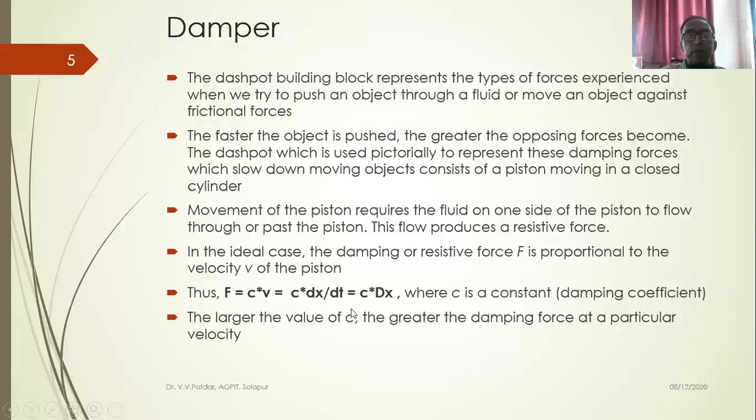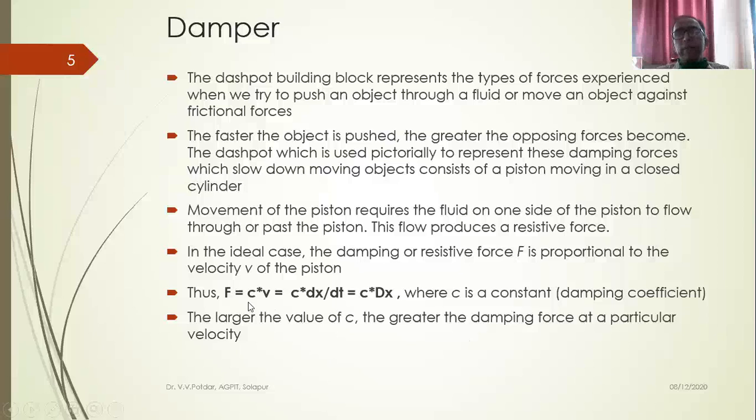Larger the value of C, the damping coefficient, the greater is the damping force at a particular velocity, isn't it? So C is equal to F by dx, or F by V. So larger the value of damping coefficient, larger is the force required to overcome that damping force, isn't it? The greater damping force for a particular velocity. So this is the equation for a damper.